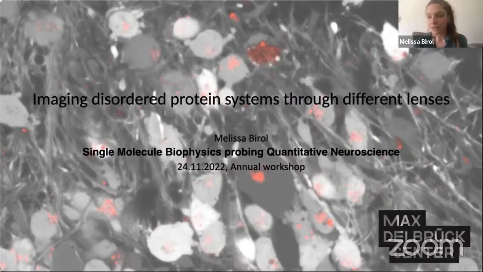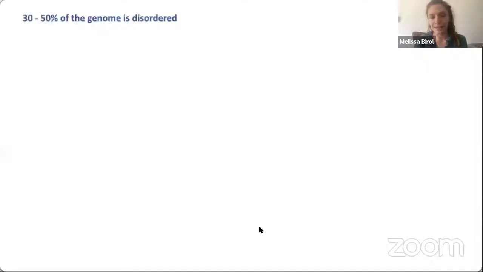And what we are generally interested in is understanding how disordered systems are relevant to the propagation of disease. And we try to look at this class of proteins through different lenses, and I'm going to try to explain what I mean with that. But firstly, I just want to give an introduction as to what disordered systems are.